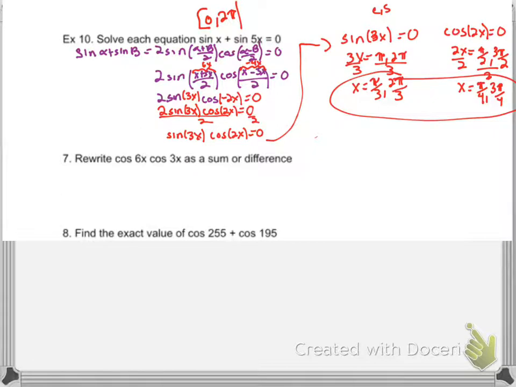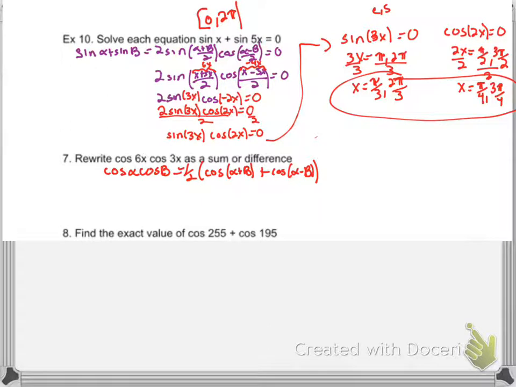Okay, number 7. Write this as a sum or difference. So we have cosine times cosine. Let's go here. Cosine alpha cosine beta equals 1/2 times the quantity cosine of alpha plus beta plus cosine of alpha minus beta. And that's what I'm going to be using.